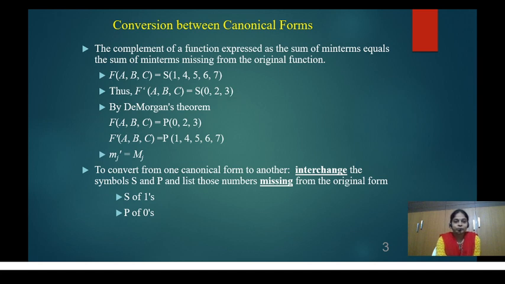By De Morgan's theorem, we can write the product of terms as 0, 2, 3. This is the sum of minterms. To convert it into the product of terms, just write the missing terms, which is the complement of the function. To convert from one canonical form to another, interchange the symbols sigma and pi and list those numbers missing from the original form: sigma of ones and pi of zeros.